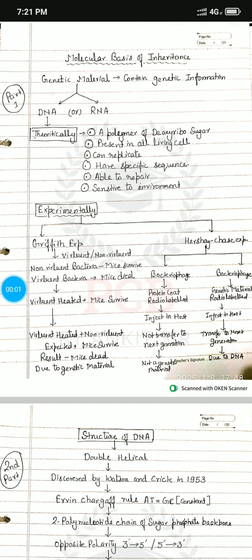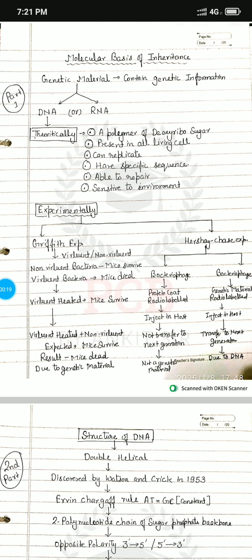Good evening, students. This is the next chapter, chapter number 5. As you see, after the principle of inheritance, there is one new chapter, that is molecular basis of inheritance. So, we have to start this chapter right now.